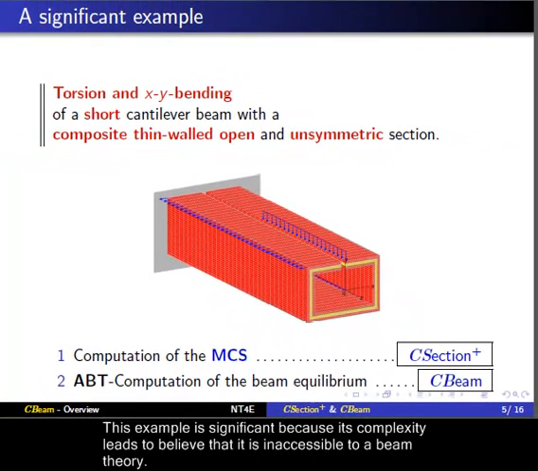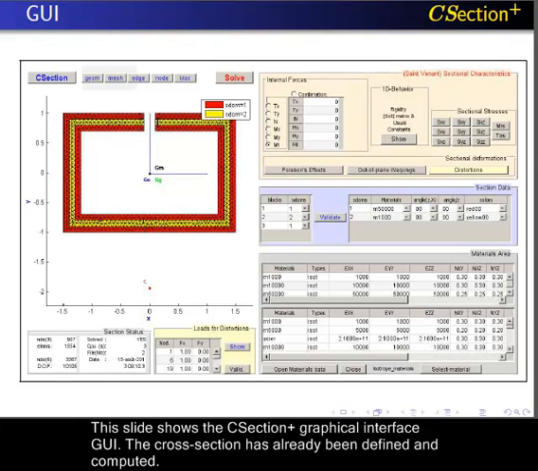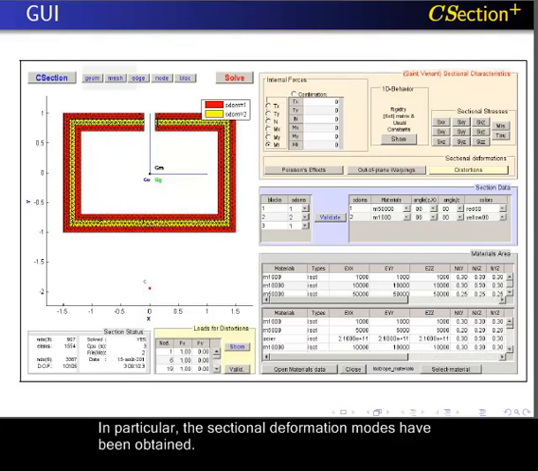This example is significant because its complexity leads to believe that it is inaccessible to a beam theory. Its computation requires going through the two steps: CSection Plus to get the characteristics of the cross-section and then CBeam to compute the beam. This slide shows the CSection graphical interface. The cross-section has already been defined and computed. In particular, the sectional deformation modes have been obtained.